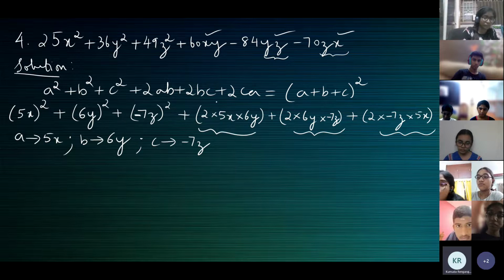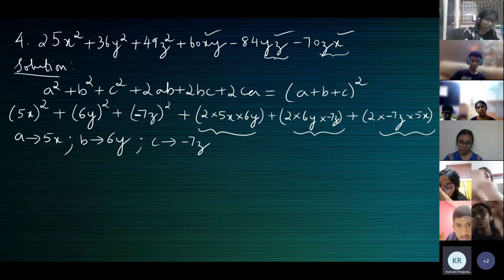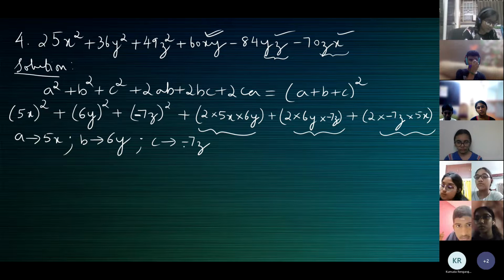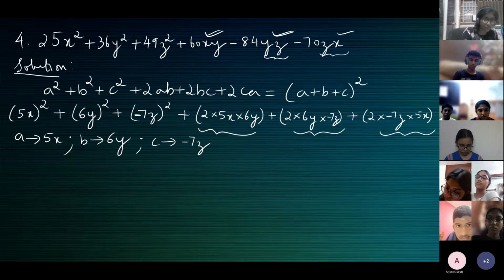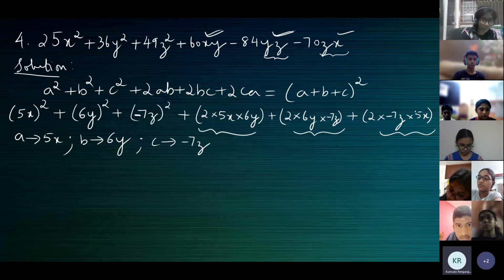Let's check. 2 5s are 10. 10 6s are 60. 60xy. See here, 60xy. 2 6s are 12. 12 into minus 7 is minus 84yz. Here, minus 84yz. And finally, 2 into minus 7, minus 14. Minus 14 into 5, minus 70. Minus 70zx.